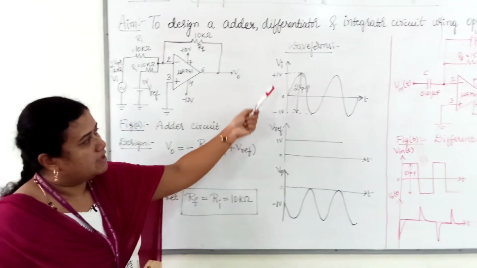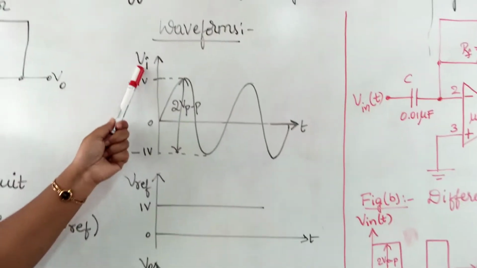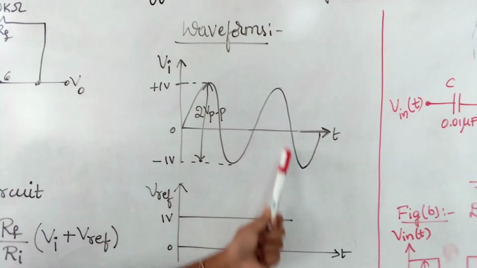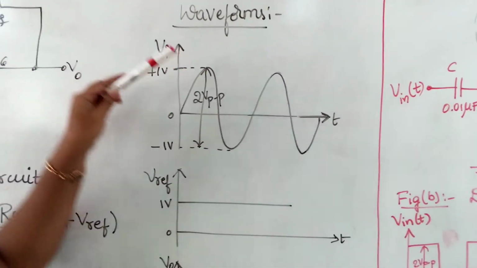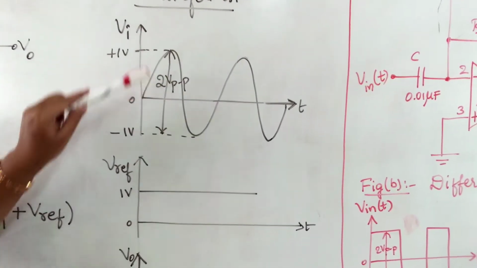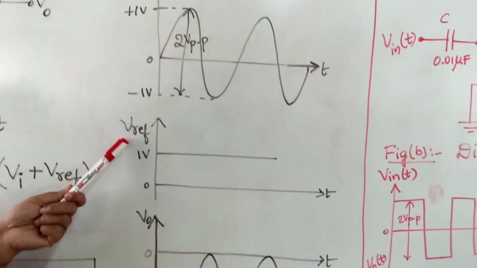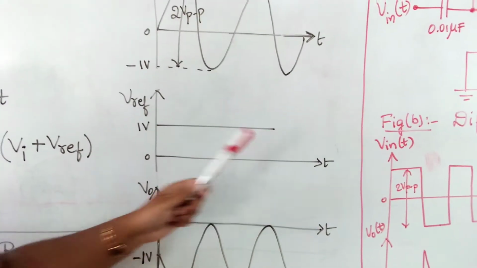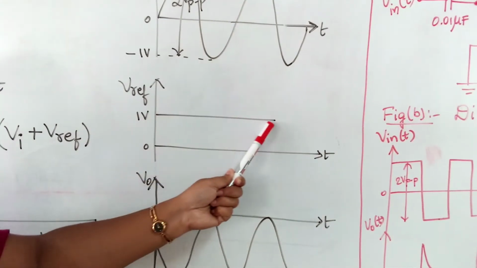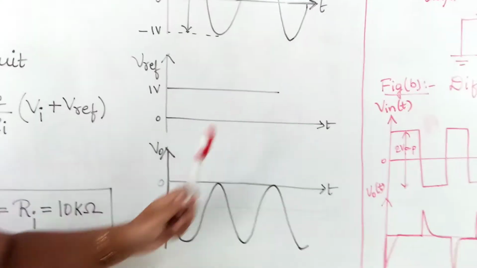Now let us see the input and output waveforms. VI is the AC input signal. We are providing a sine wave as input here of amplitude 2 volts peak to peak. You can observe here it is of amplitude 2 volt peak to peak. One more input signal is the DC signal of amplitude 1 volt. A DC signal is a constant signal, so a constant signal of 1 volt is provided.